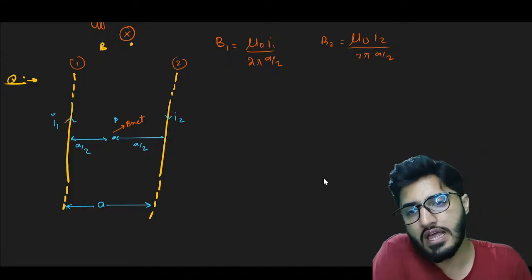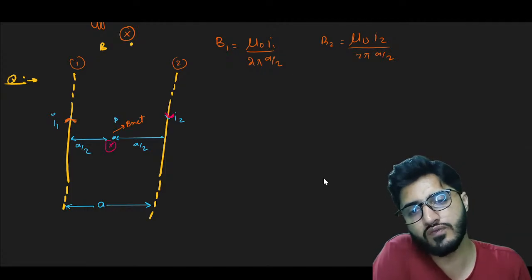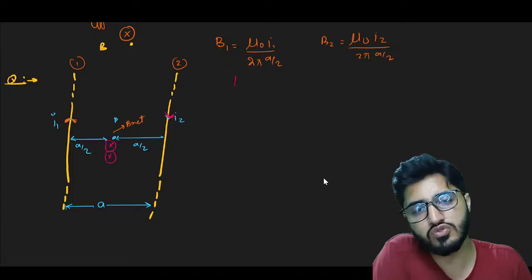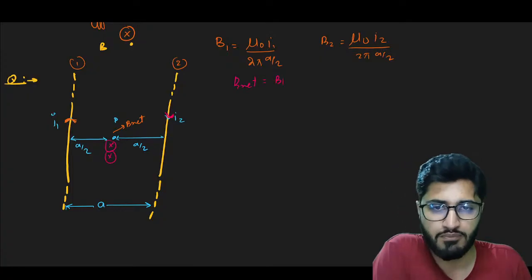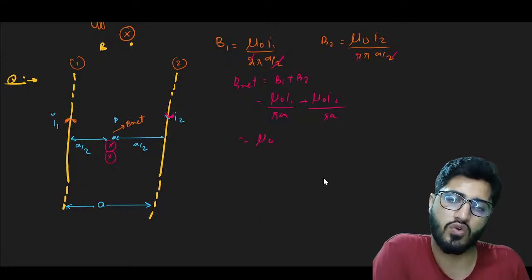Now look, as per the directional properties, the current I1 is flowing upwards, so its magnetic field will be inwards. I2 is going downwards, so its magnetic field is also inwards. Both inwards, so B net would be B1 plus B2. It is mu naught I1, with the 2 cancelling out, divided by pi a, plus mu naught I2 divided by pi a. So I will take mu naught by pi a common. It is I1 plus I2. That is B net.